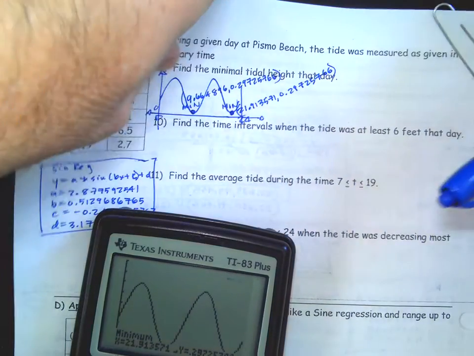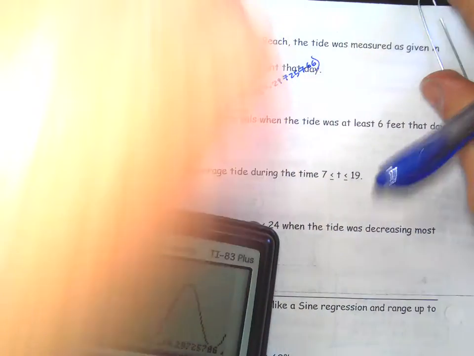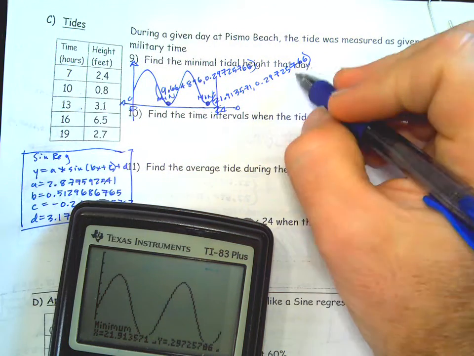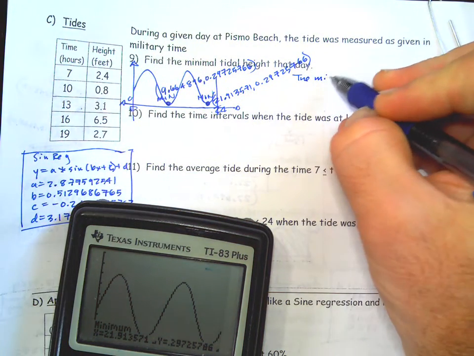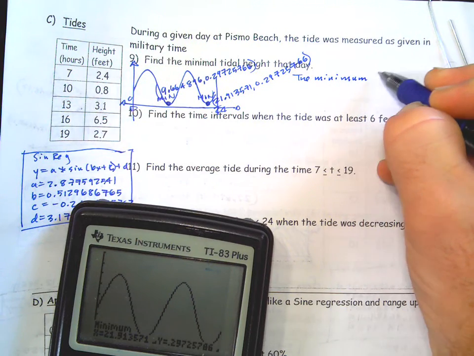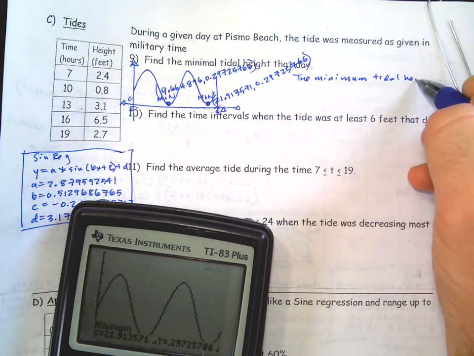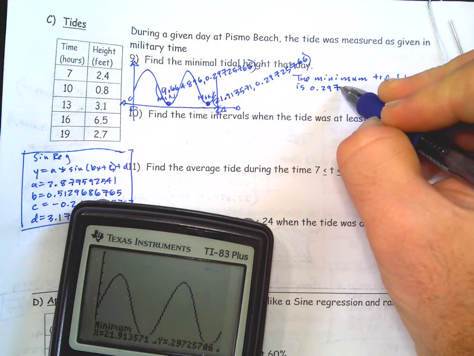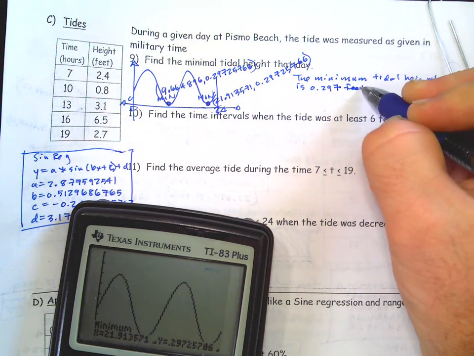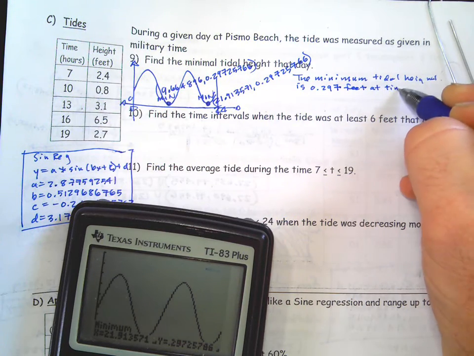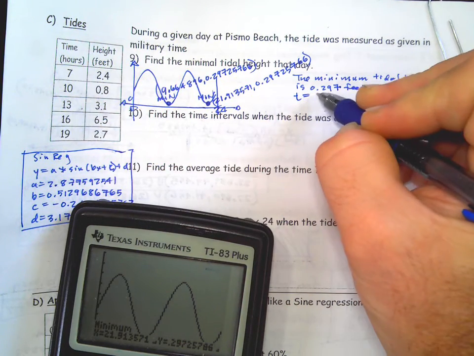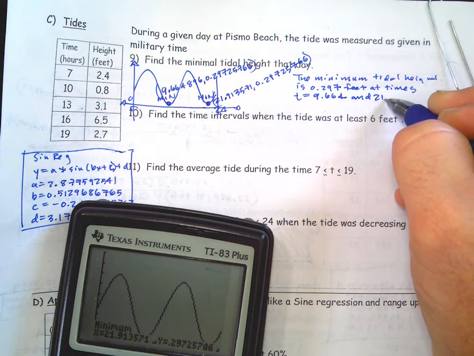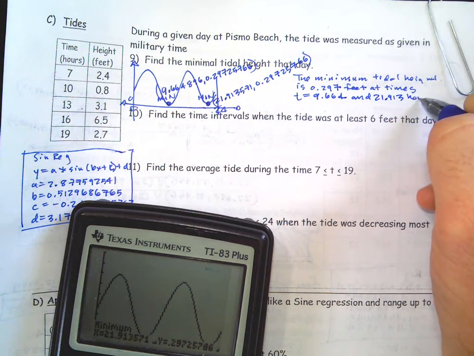And I'm hammering this home because it's going to be a big issue on your AP test. So I want you to do it in your sleep by that point. So we want to say the minimal or minimum tidal height is 0.297 feet units at time t equals 9.664 and 21.913 hours. So I need all that stuff.